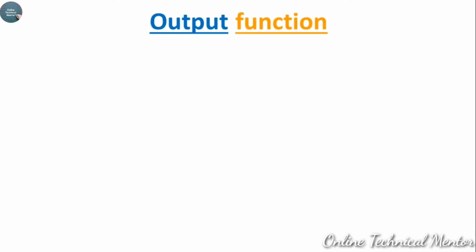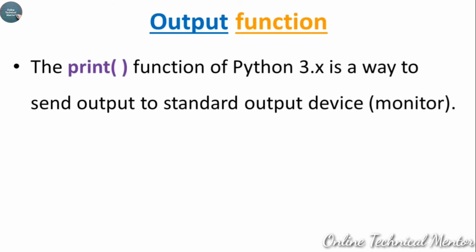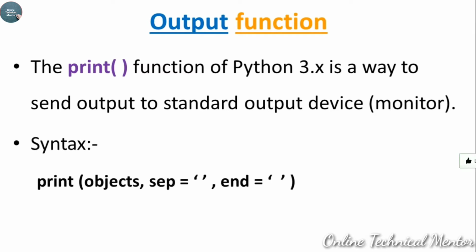Next, come to the output function. The print function that I have shown you just now of Python 3.x is a way to send output to the standard output device, that is, a monitor. So the syntax is just write down print, object. That means the variable; it may be a variable or multiple comma separated objects. It may be a string enclosed within double inverted commas. And separator means if you want to separate the objects with some separator or punctuation, whatever it is. By default, a single space is used as separator.